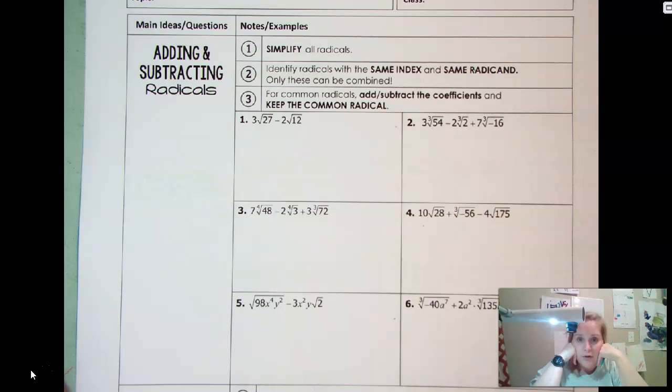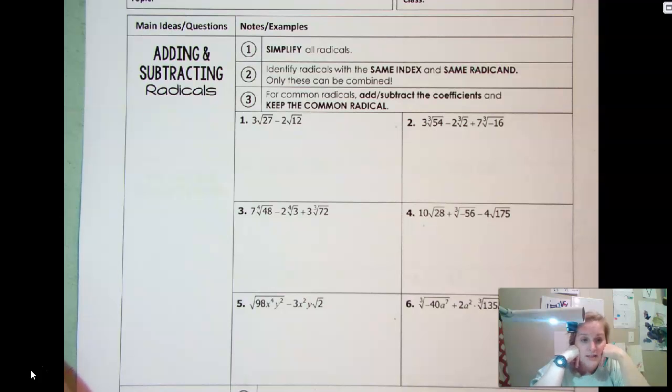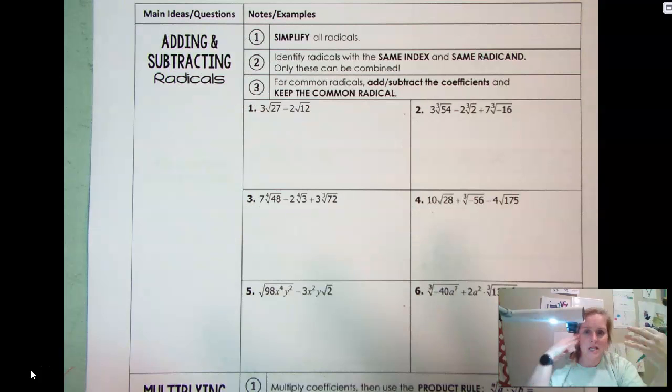And then number 3 says, for common radicals, add and subtract the coefficients and keep the common radical. So what's in the house is going to stay the same. It's like your term. You add what's in front of them. So you'll see it in these examples.